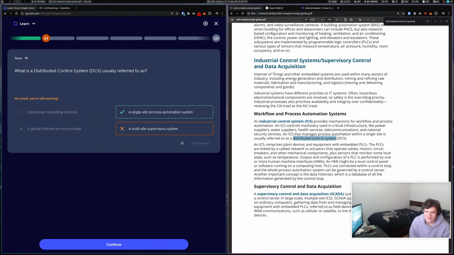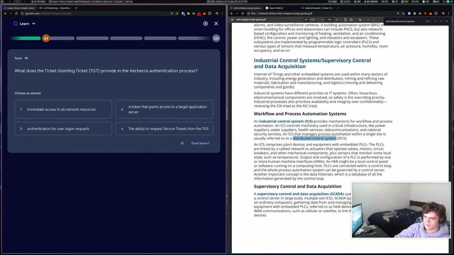I guess I'll go back to studying. An industrial control system provides mechanisms for workflow and process automation. An ICS controls machinery used in critical infrastructure. Whoa. That makes sense. I've read this before. I think I got this exact question wrong and I looked it up.